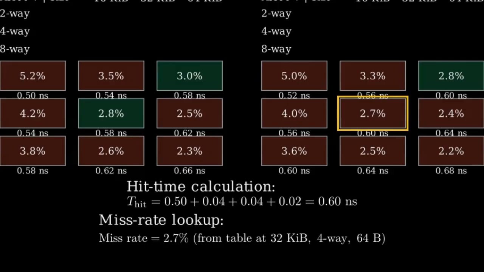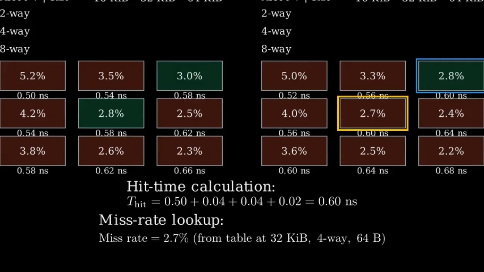Are there other passing points? Yes. For example, 64 kilobytes, two-way, with 64-byte blocks also meets the constraints in this simple model. But the trade-offs differ. Larger size means more area and energy and typically more access wiring, while four-way at 32 kilobytes trims conflict misses without growing the array as much. In practice, the 32 kilobyte, four-way, 64-byte line is a very common L1 data cache choice because it balances latency, miss rate, area, and energy well.